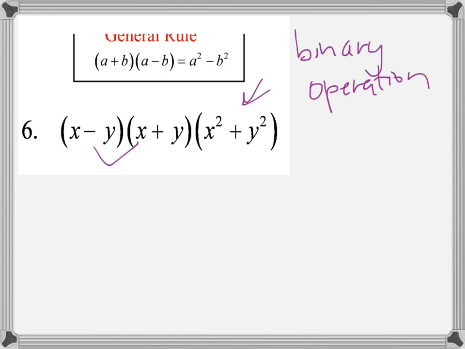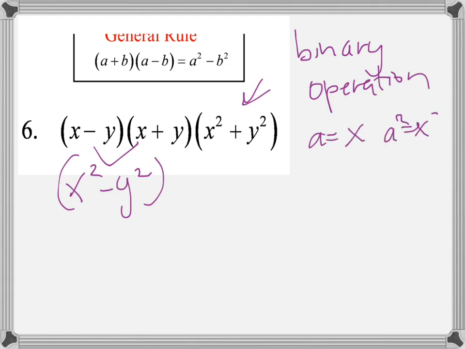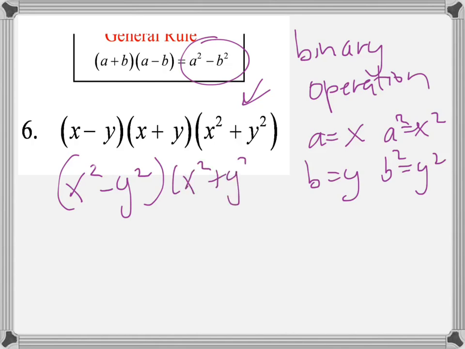x minus y times x plus y is going to be x squared minus y squared. Because our a is equal to x, so a squared is x squared. And our b is equal to y, so b squared is y squared. Fitting those into the general rule, we have that. All right, so we've multiplied those two things together. Now let's bring down the x squared plus y squared here.